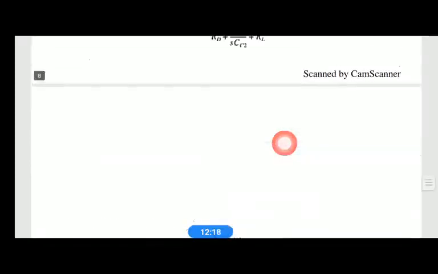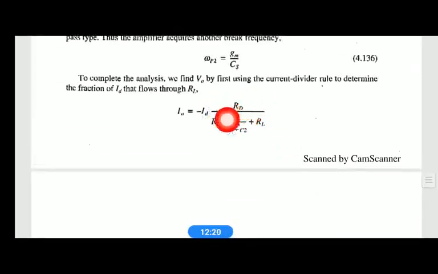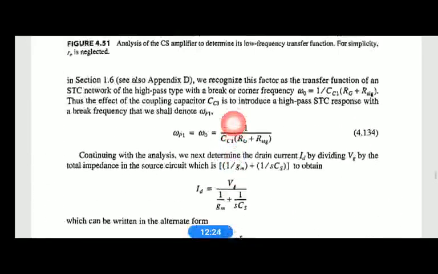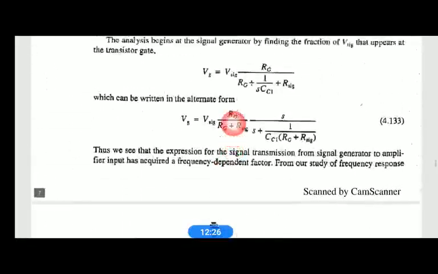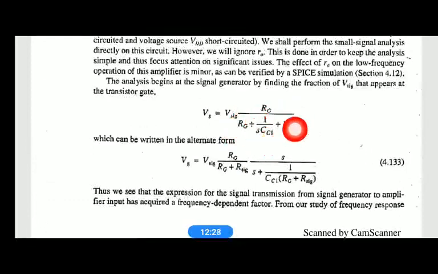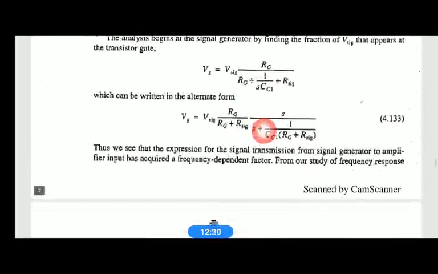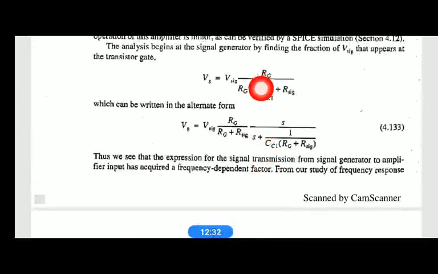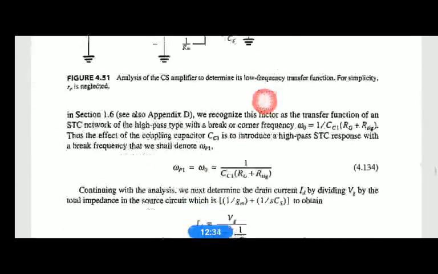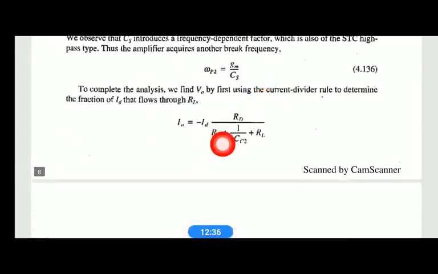So once again, this whole network, how we derived it, is a similar network with a similar equation. You see this equation and the earlier equation are similar. The only thing is that here you have Rd and RL, there you have Rg and R signal.